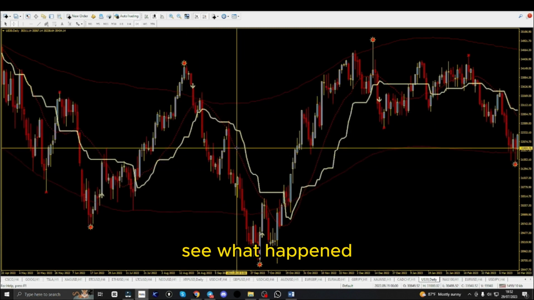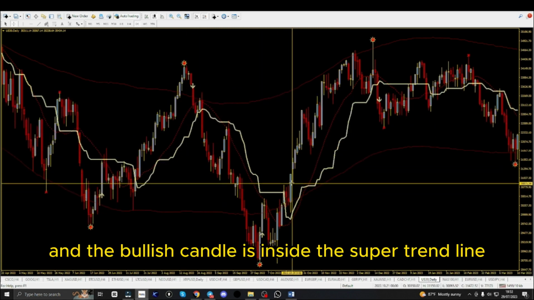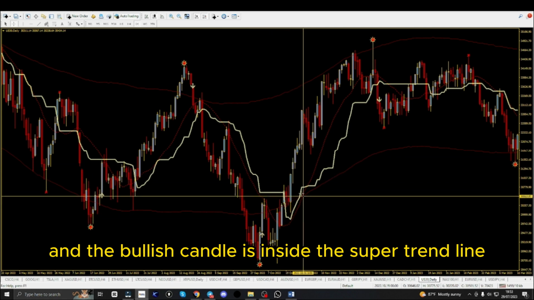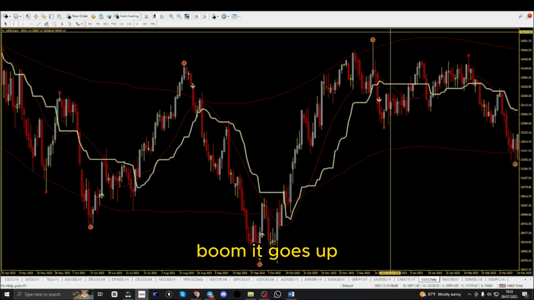This one is US 30 daily. See what happened? The BBMA crossed the bottom channel followed by the super trend line, and the bullish candle is inside the super trend line. Your entry is going to be on the next candle. Look what happened. Boom, it goes up.